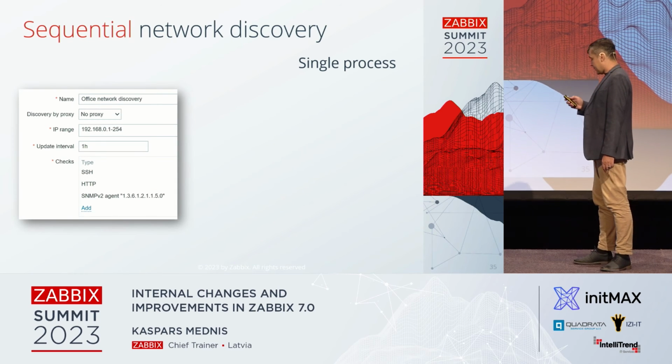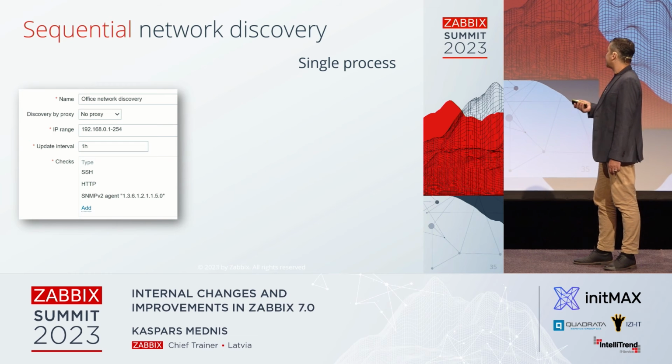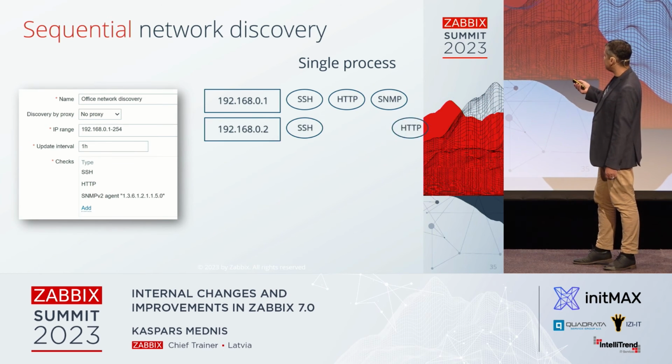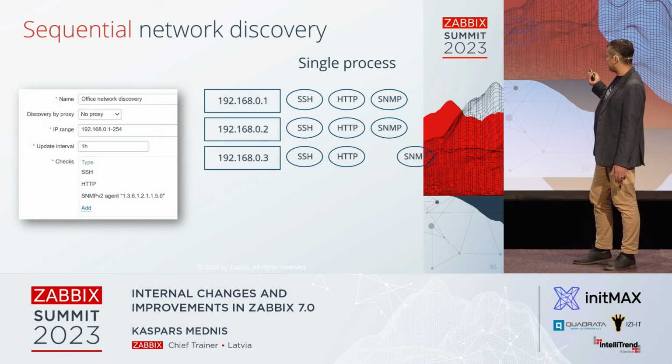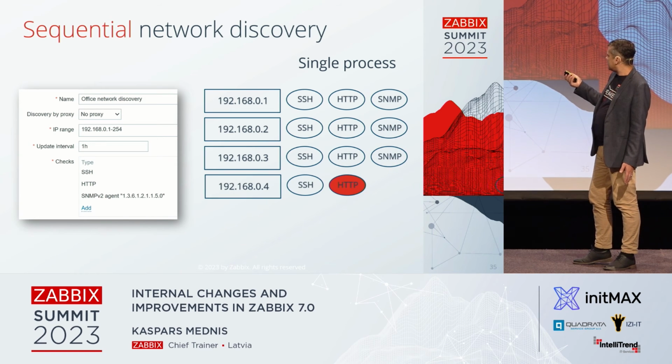Okay, so how does it work in Zabbix 6? In Zabbix 6 we have a single discoverer process, which works like that: IP by IP, service by service. But it looks okay, right? Or no?